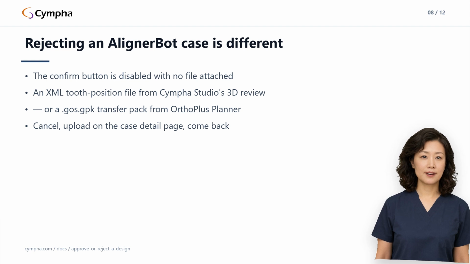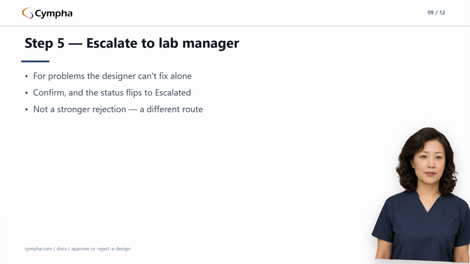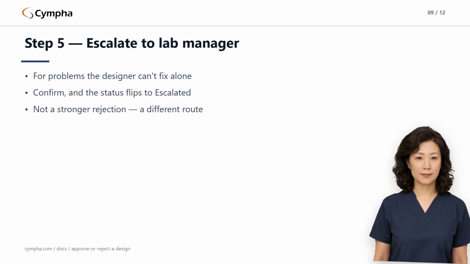The third button is the exception path. Escalate to Lab Manager is for problems the designer can't fix on their own, quality concerns that suggest the wrong protocol was followed, schedule problems, or the wrong patient files entirely. A confirm dialog asks whether to escalate this case to the Lab Manager and explains the consequence. The manager will review the case directly. Confirm, and the case flips to escalated. The Lab Manager triages it from their queue and decides whether to reassign it, take it themselves, or contact you.